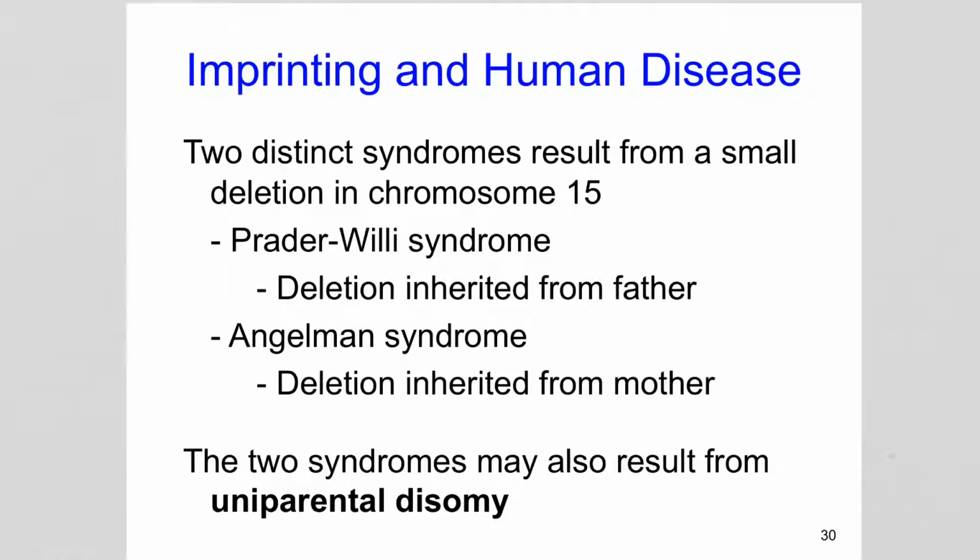In Angelman syndrome, which is a syndrome that causes autism, intellectual disability, problems associated with the musculature in the face and arms, same deletion, but it's inherited from the mother. So a normally active maternal gene, it's the one that should be expressed, but it's deleted, it's missing.